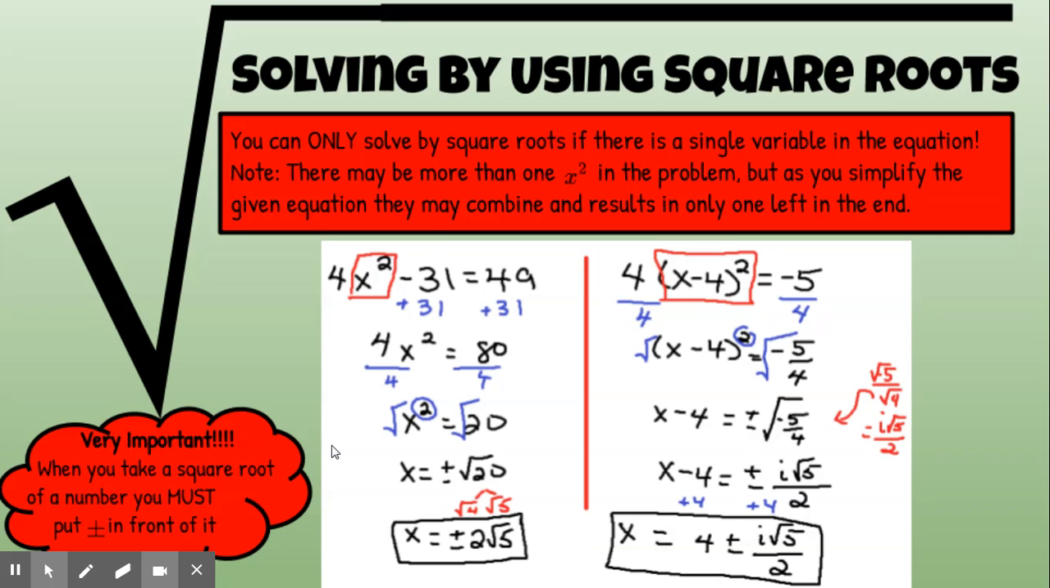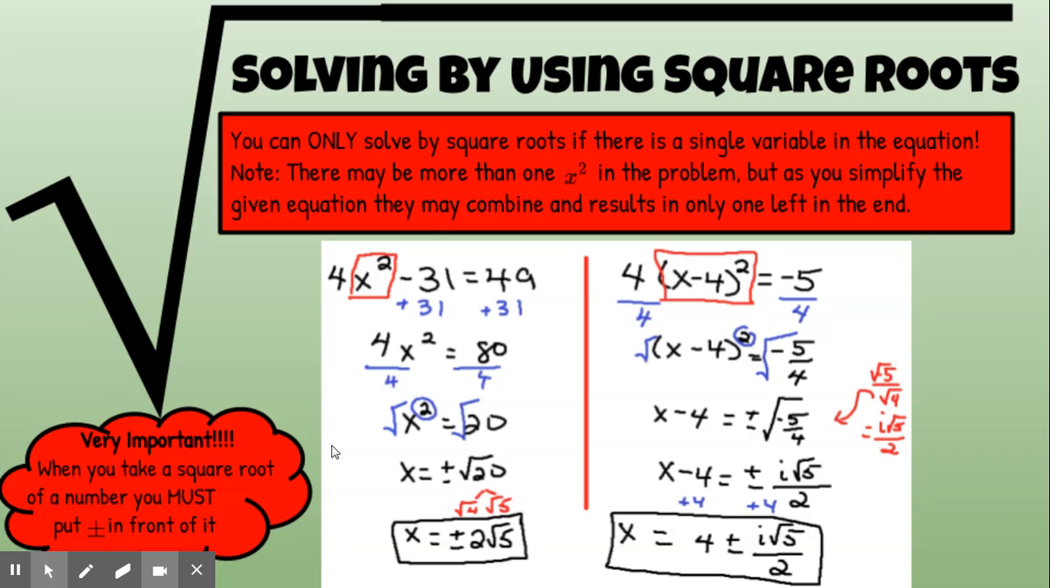So the new thing is, well, how do we get rid of an x squared? Well, to undo a square, you square root it. A square and a square root cancel each other out. And then you're left with plus or minus the square root of 20, which would then be simplified to plus or minus 2 times the square root of 5. So you always want to simplify your radicals first and foremost. And it's very, very important that you put a plus or minus in front of any square root you physically take. So when you're solving, if you are physically putting the square root in to solve, you must put plus or minus.